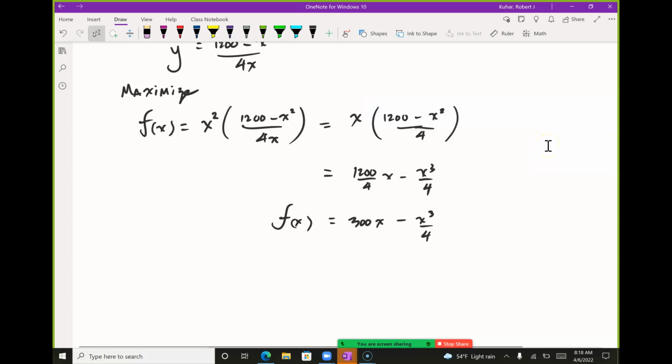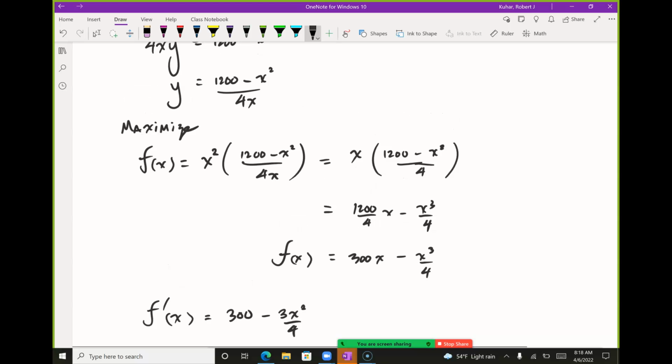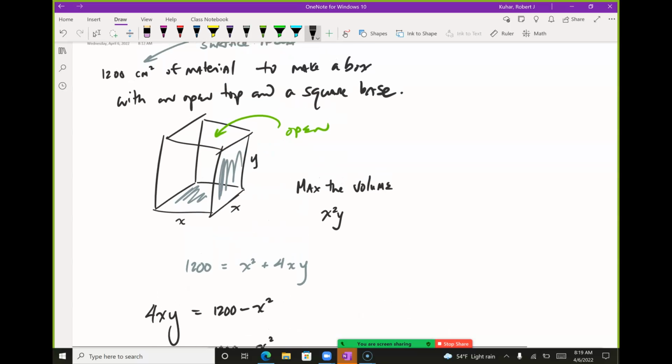So derivative, yes, everybody following? Everyone comfortable? Good. So f prime of x is 300 minus 3x squared over 4. Correct, yeah. So volume is length by width by depth, or whatever, height. Area of the base times the height for volume, right?